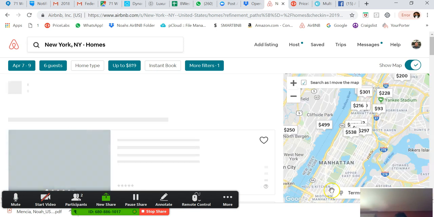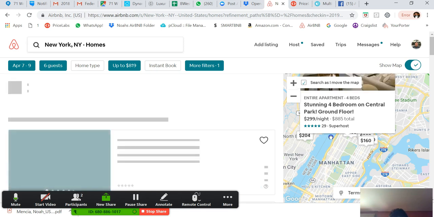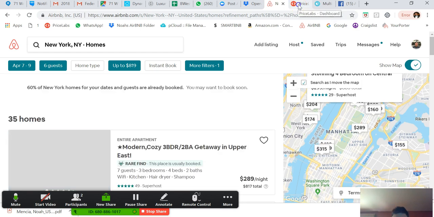Now, moving a little slowly here. So that's kind of that part.